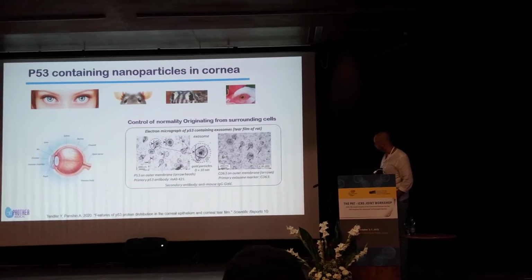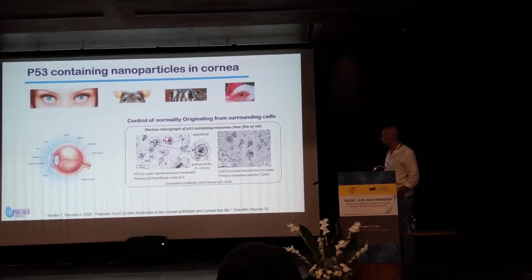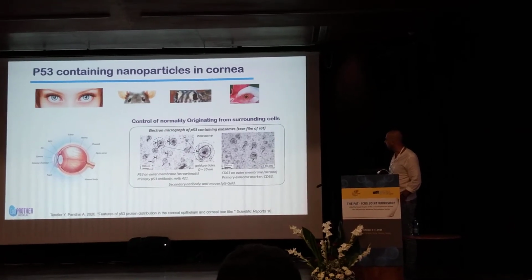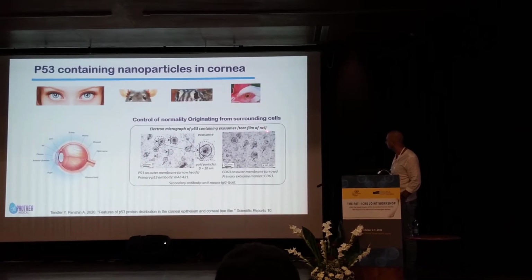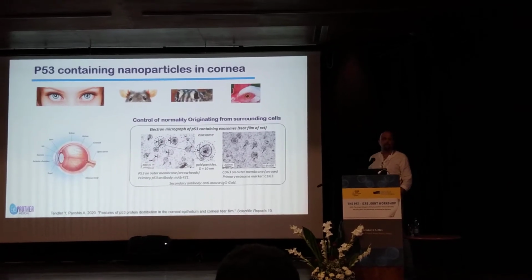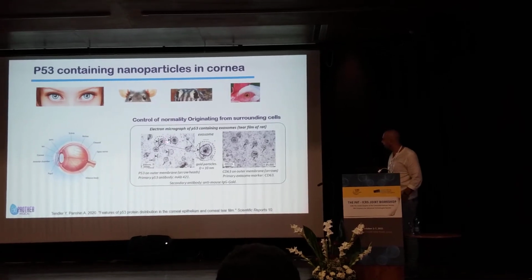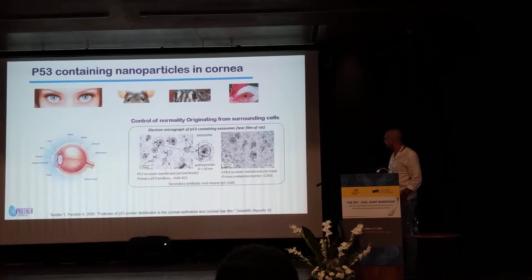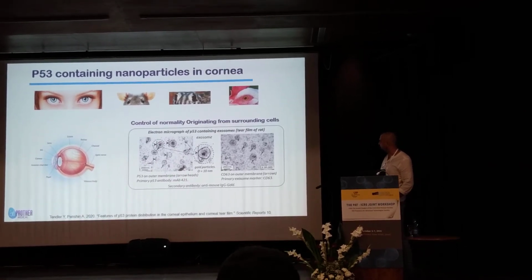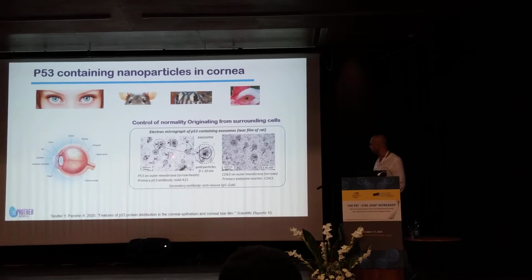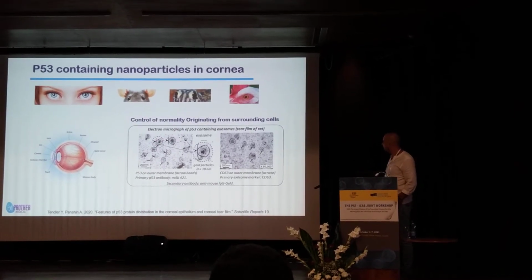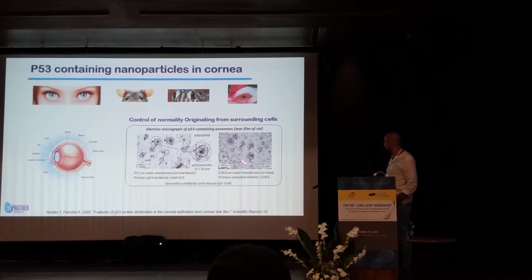What we can see here is electron microscopy of P53 containing exosomes in the tear film of rat. It's actually happening in all vertebrates. We used here MAB 421 as an antibody for P53, and then gold nanoparticles. And here is the same for exosomes.